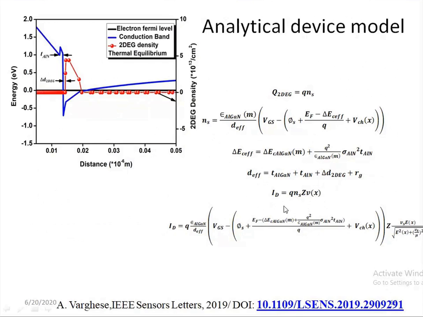Previously we found an equation for delta EC effective, and using that we developed an equation for NS, that is the 2DEG density in the device. Now we are expanding this equation based on the terms that we have already used. On expanding, we get such a big equation, but this is a simple ID equation expanded using all the terms that are involved. So it depends on all these parameters.